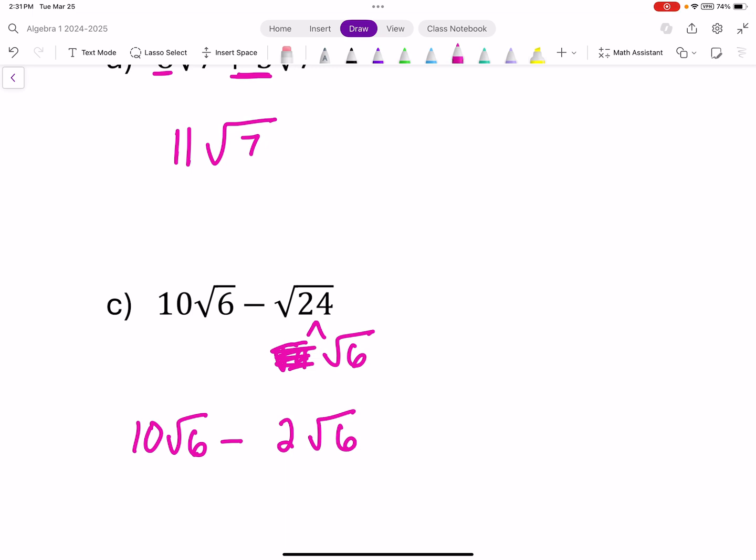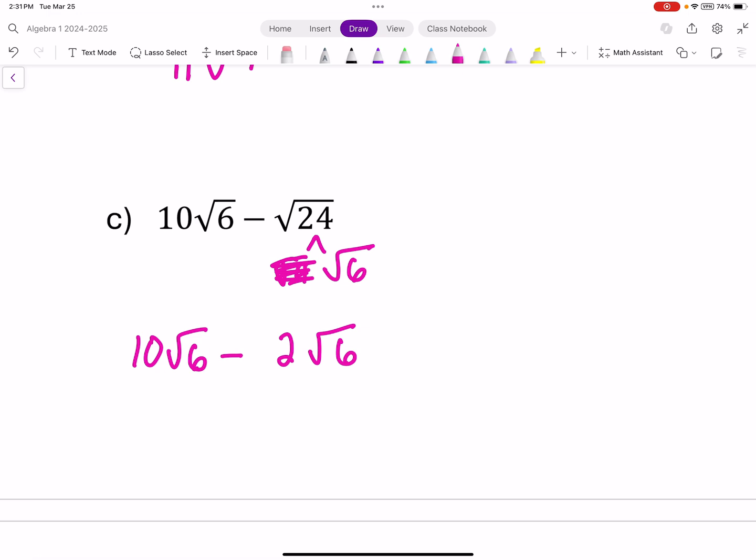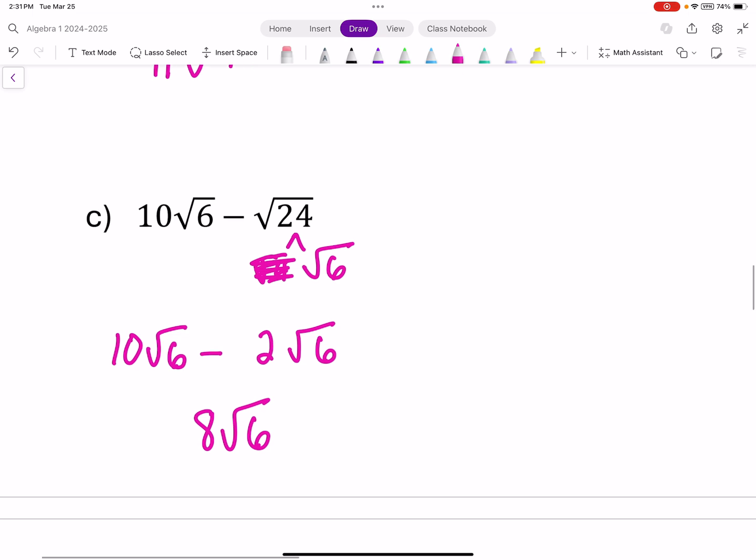All right, so the square root of 4 makes it 2, so this would become 2 radical 6. So now we have the same radicals, so I can go ahead and do the numbers in front. So 10 minus 2 is 8, and I'm going to keep my radical 6. So my answer would be 8 radical 6. So remember, we can only put them together in adding and subtracting if they have the same radical.